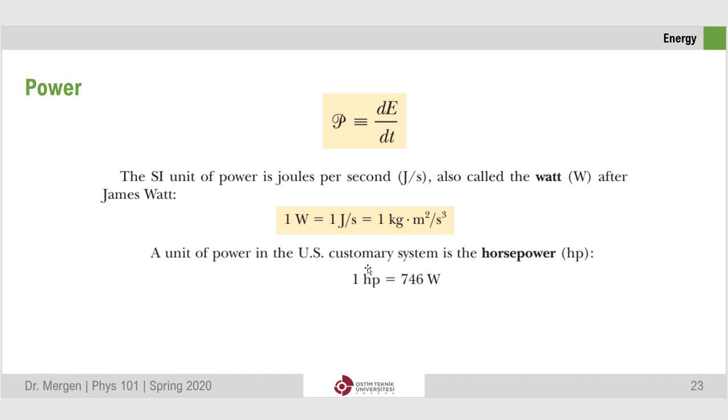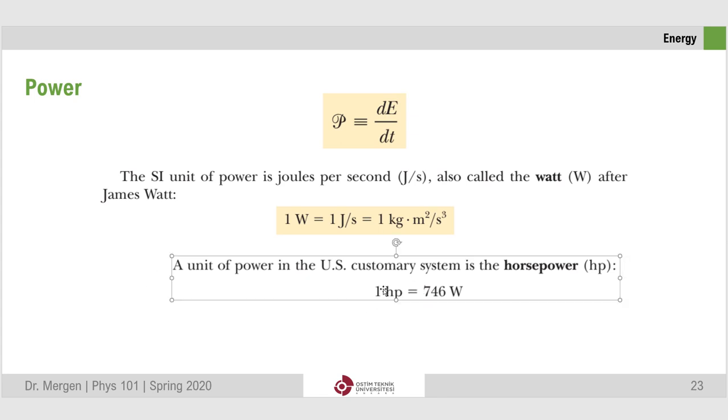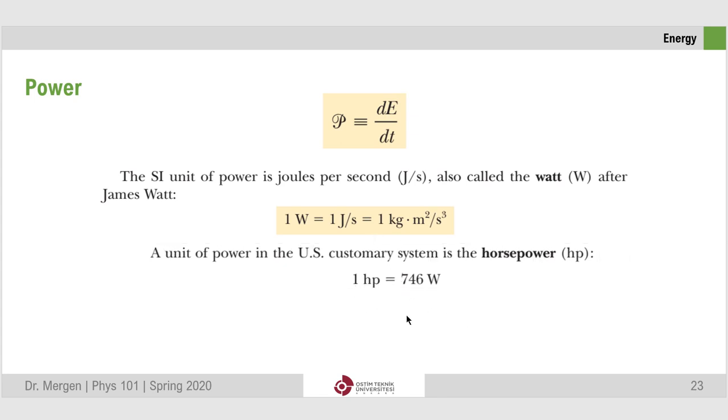Another often used unit of power is horsepower. 1 horsepower is equal to 746 watts, and HP, horsepower, is mostly used in the United States and the United Kingdom.